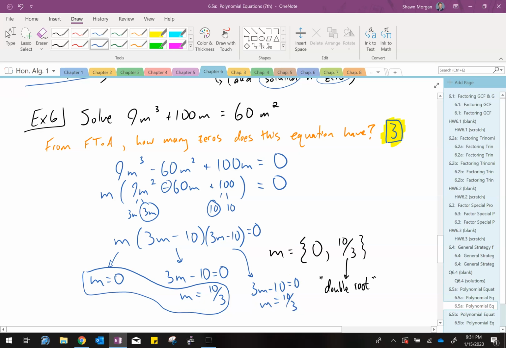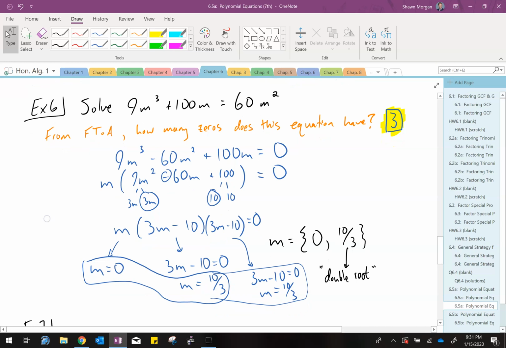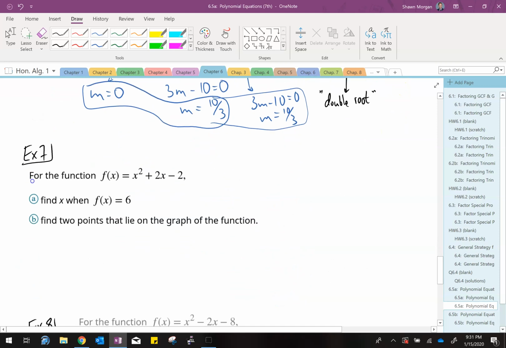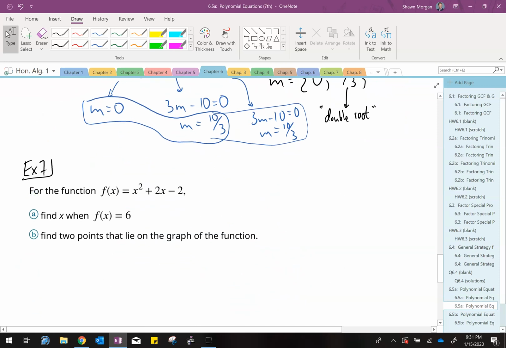Now you do not have to include that root twice. That's being a bit redundant. All you have to do is say, hey, here are my roots, here are my solutions, 0, 10/3. Now later on in your math classes, if you're taking Algebra 2, you'll learn how multiplicity can affect the graph of a polynomial. When you get to that point, this hopefully will come back to you. But let's look at one final example here, and then the lesson will be yours.